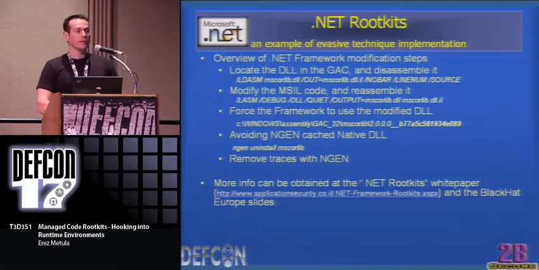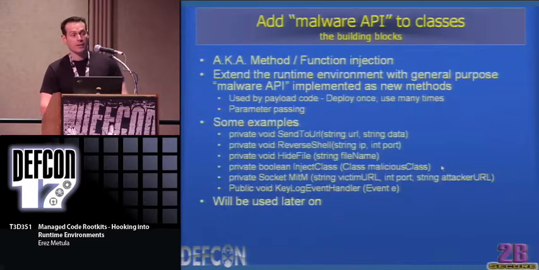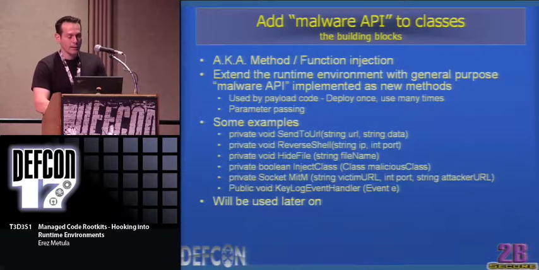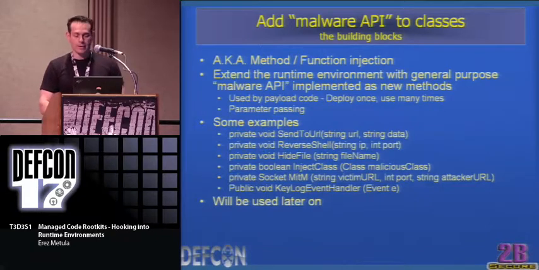Reverse shell: please open a reverse shell for me to a specific IP and port that I will provide when I call this function. Hide file, inject class, man in the middle, which returns a man in the middle socket, and the key log event handler. All of those are examples of things that can be injected into runtimes.